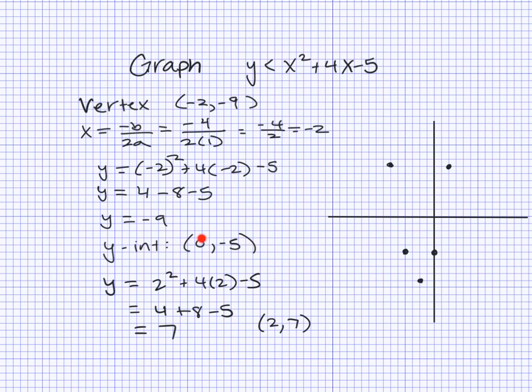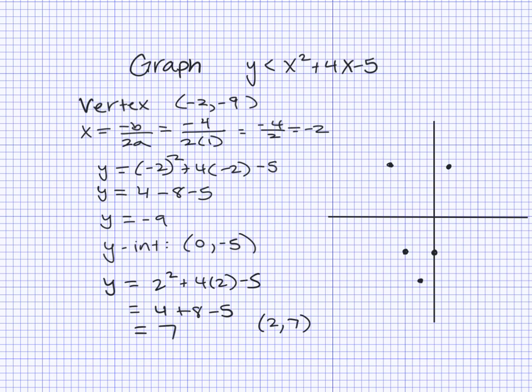And so, for example, if I plug in 0 and -5, I get 0 plus 0 minus 5. So I get -5 is less than -5. And I have to ask myself, is that true? And the answer is no, because it says less than and not less than or equal to, this point is not actually included in the solution set for this inequality. And that's always the case. When we have a less than or a greater than, those values that are on the parabola are not a part of the solution set.